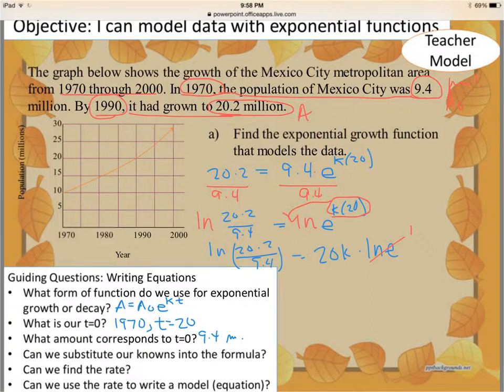So we're almost there. The last thing that I need to do is isolate the k. Right now it's being multiplied by 20, so I want to divide by 20.